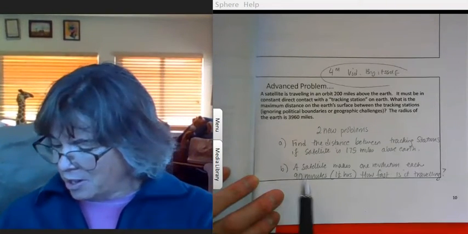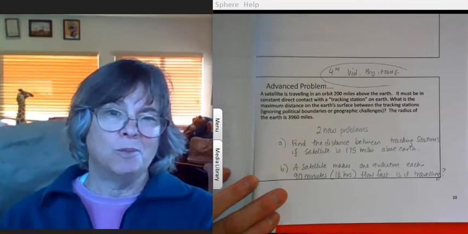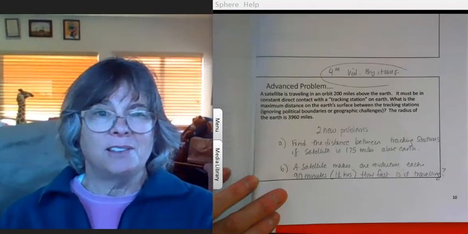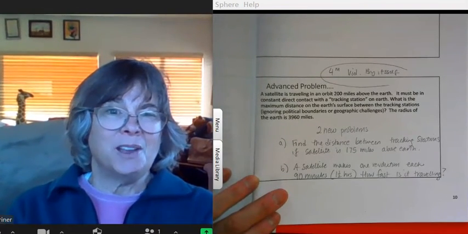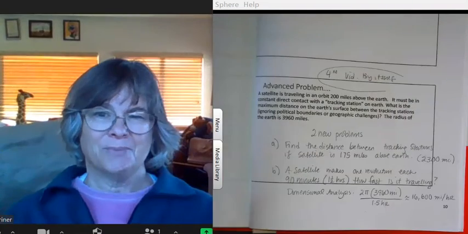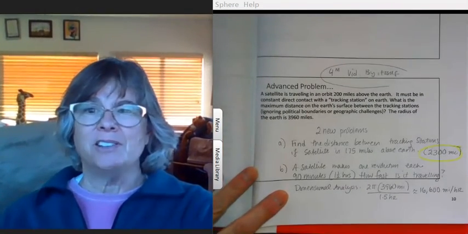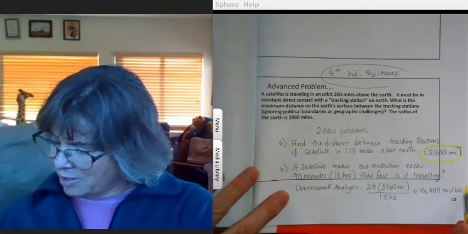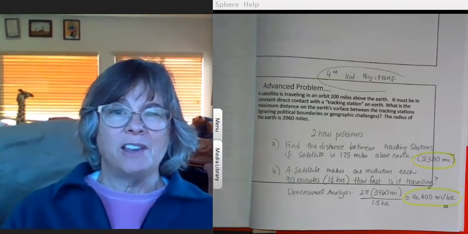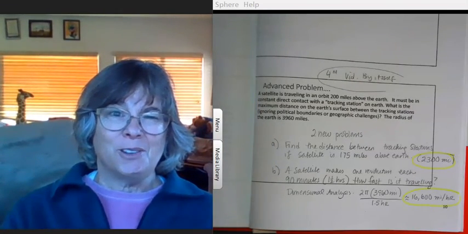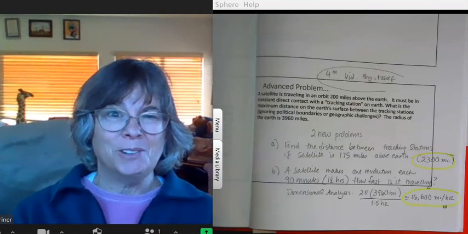The second question is a satellite makes 1 revolution every 90 minutes, or 1.5 hours. How fast is it traveling in miles per hour? Find miles per hour because that's pretty cool. It's going pretty quick. And just so you can check your work, I've rounded to the nearest 100 miles. I've also done some rounding here, miles per hour. And yes, there are satellites that travel that fast. They do circumnavigate the globe, the Earth, in 90 minutes. Cool. I hope it's cool for you.